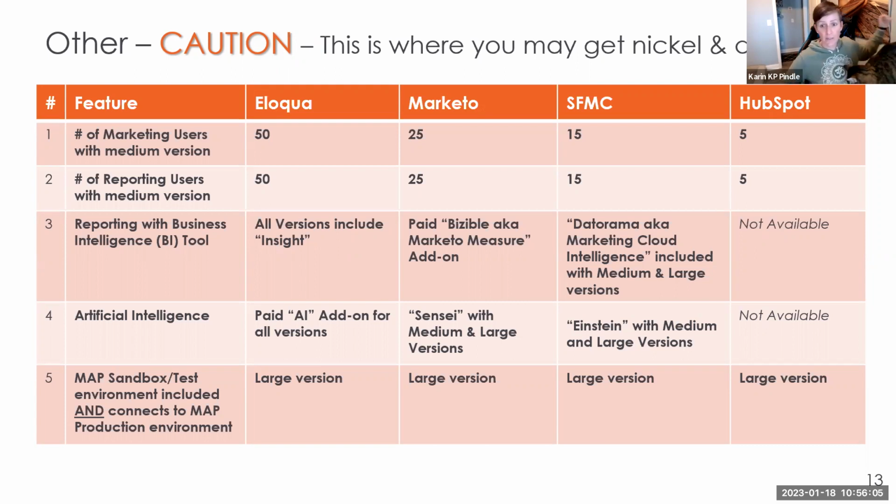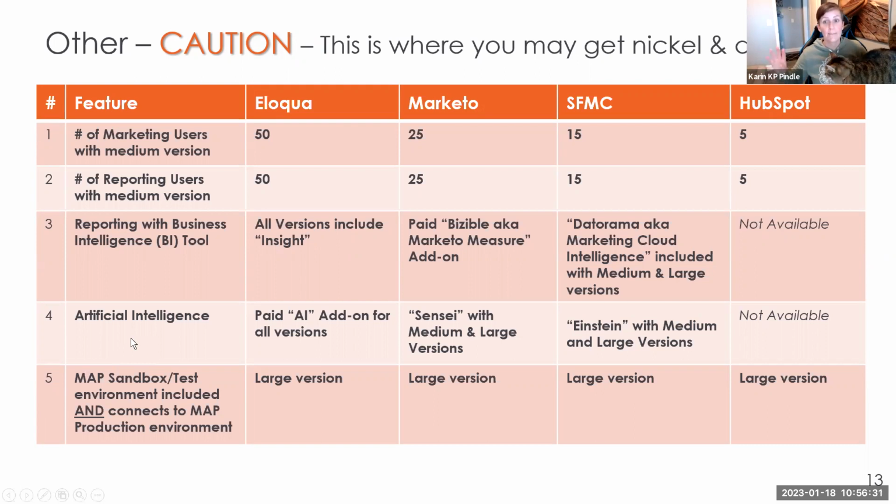Now, Salesforce Marketing Cloud, this comes with their medium and large versions, called Datorama, or they've renamed it Marketing Cloud Intelligence. Those reports and dashboards, again, come with a medium and large version. HubSpot, it's canned reports. It's what you see is what you get, with some capabilities, of course, to edit the reports and dashboards, but not like you would be able to customize with a BI tool and mix and match metrics and such.